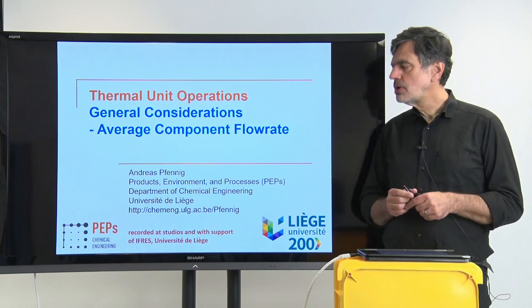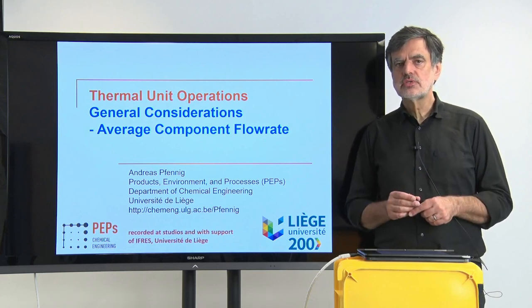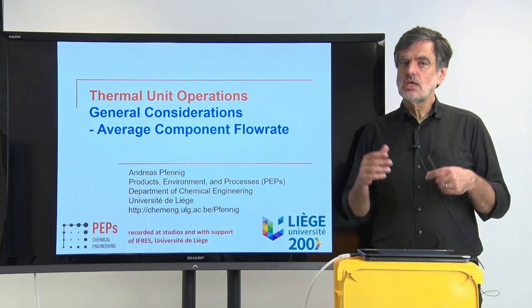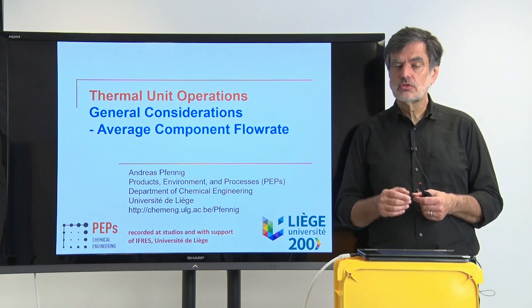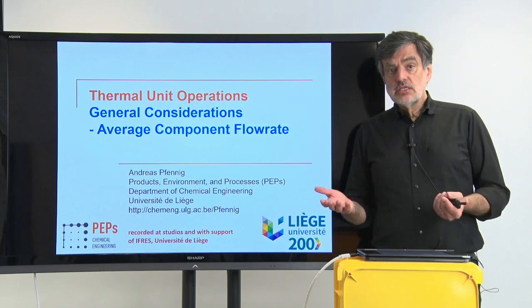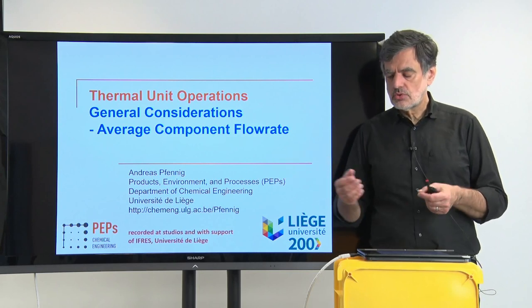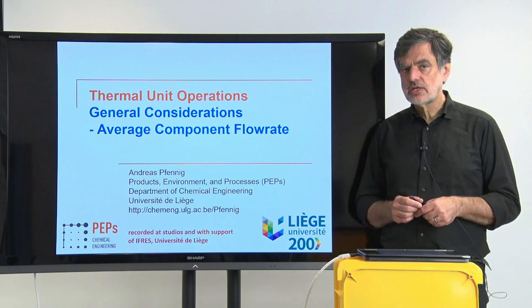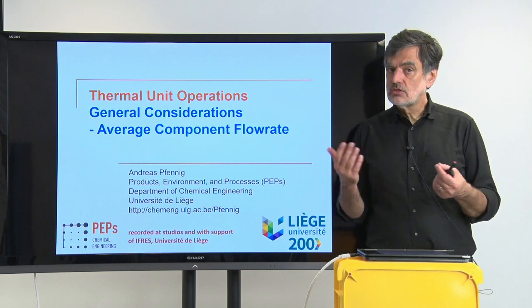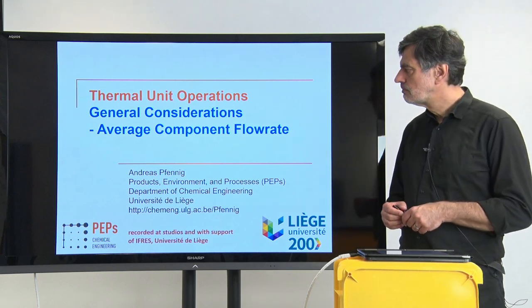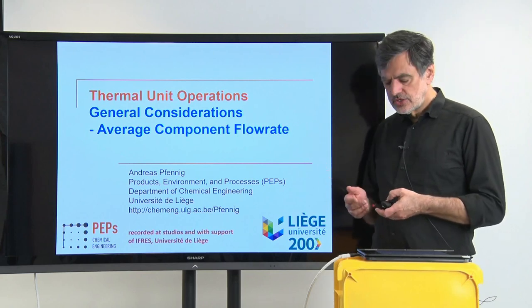Well, the average component flow rate defines if a component is moving in a distillation column, for example, in upward or in downward direction. In a general countercurrent process, it defines if it's moving preferentially with the L dot or with the G dot flow rate. That is, it determines at which end of the process you would expect it in the product. And we will see that from that result quite some statements about what can be separated and which problems may possibly occur.